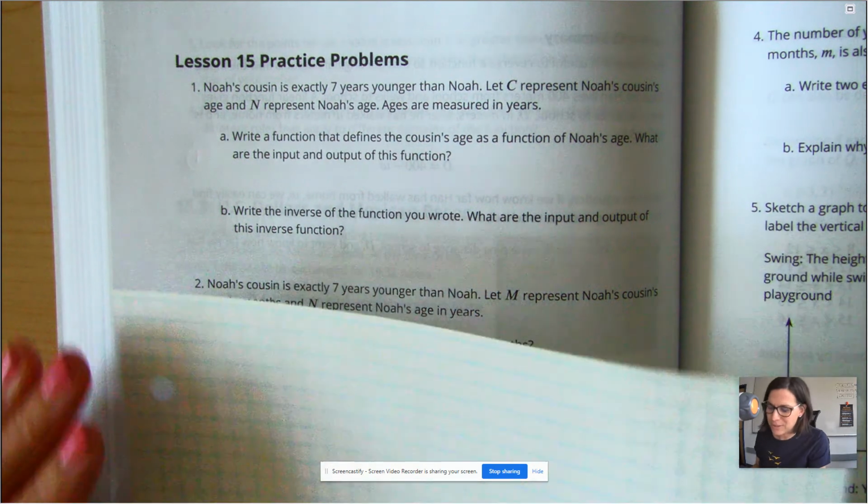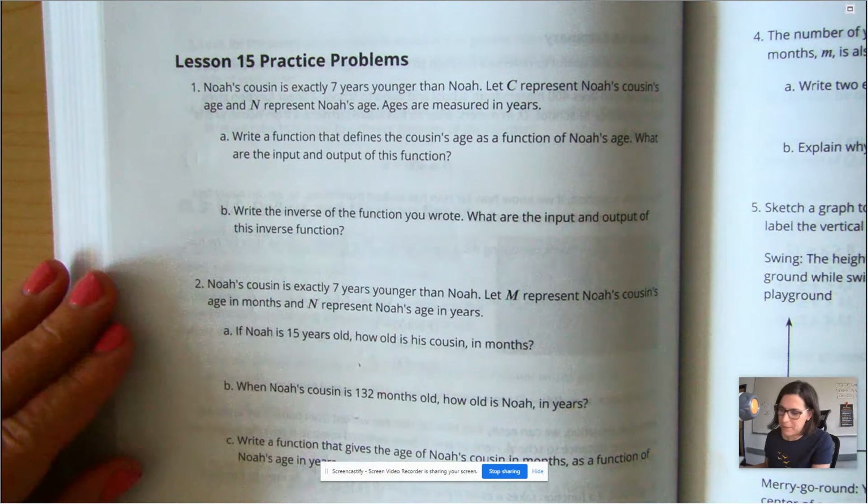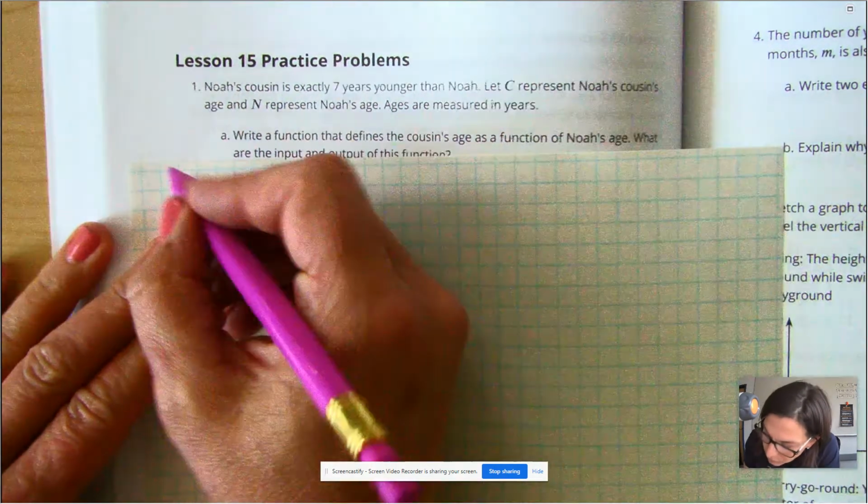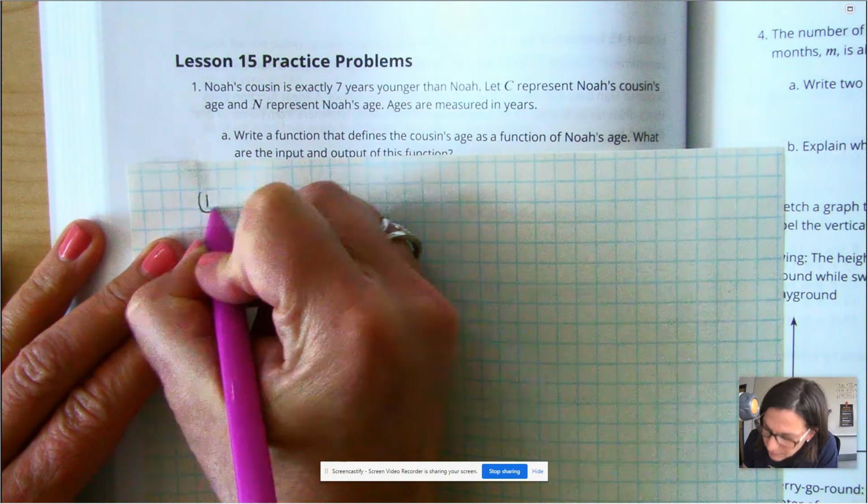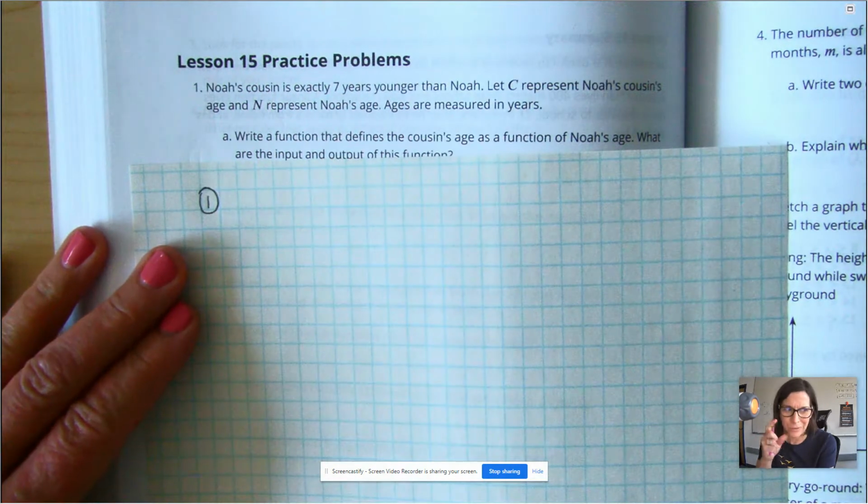Okay, here we go. Let's start with number 1. We're starting on page 250, by the way. This inverse function business is pretty simple, but can sometimes get a little bit confusing.